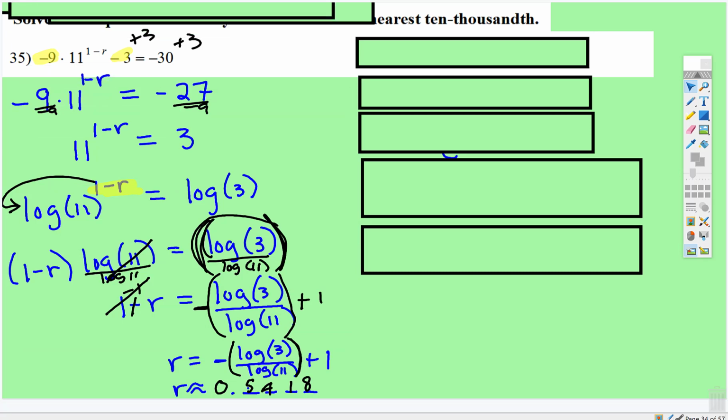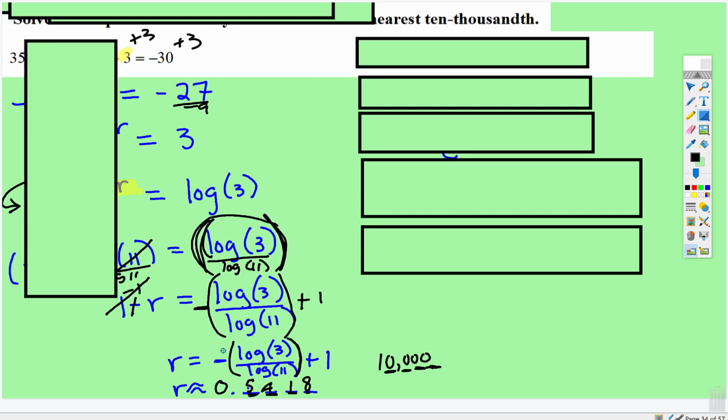And when you enter that in, you get this. Remember, it's the 10,000th place. And how you know the 10,000th place, 4 zeros, so 4 places. All right, let's go ahead and go to the next one.